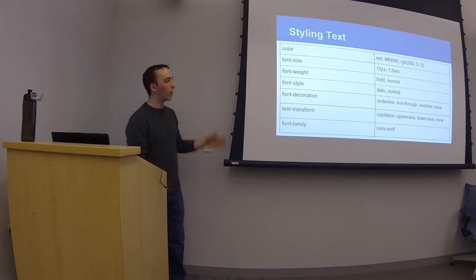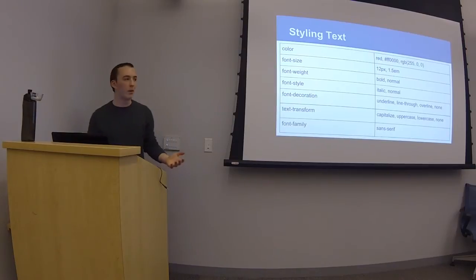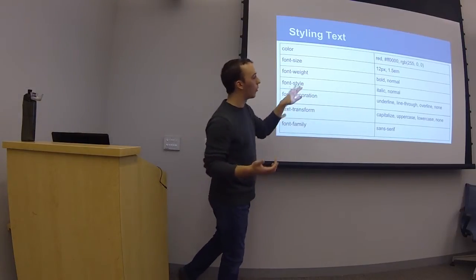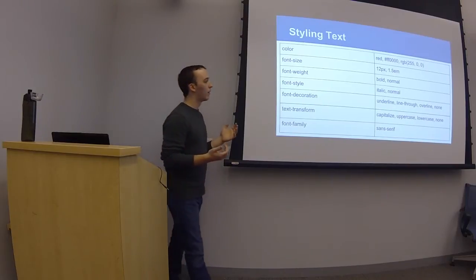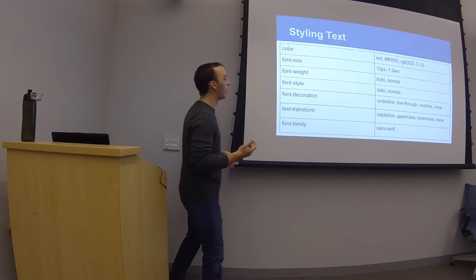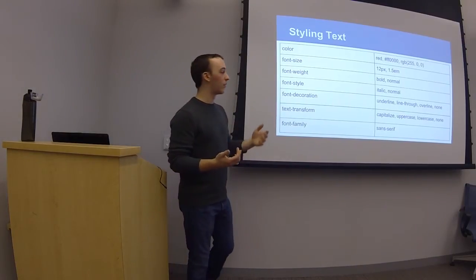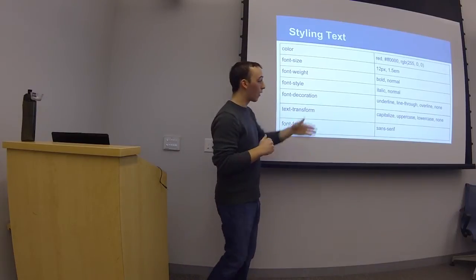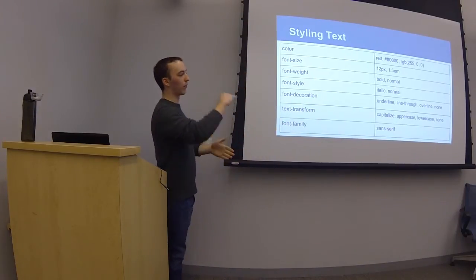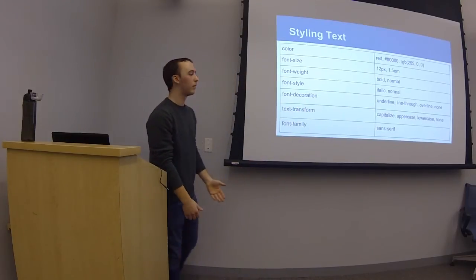Moving on, we have font weight. Font weight basically allows you to do bold or not. You can set the font weight to bold or normal. Font style is similar except italics. You can do italics or normal. Font decoration allows you to do underlines. It allows you to do line-throughs, which is just a line through the text. Overline, which I found out today. I didn't even know there was overline. I guess you can do overline. Or none, which is the default.